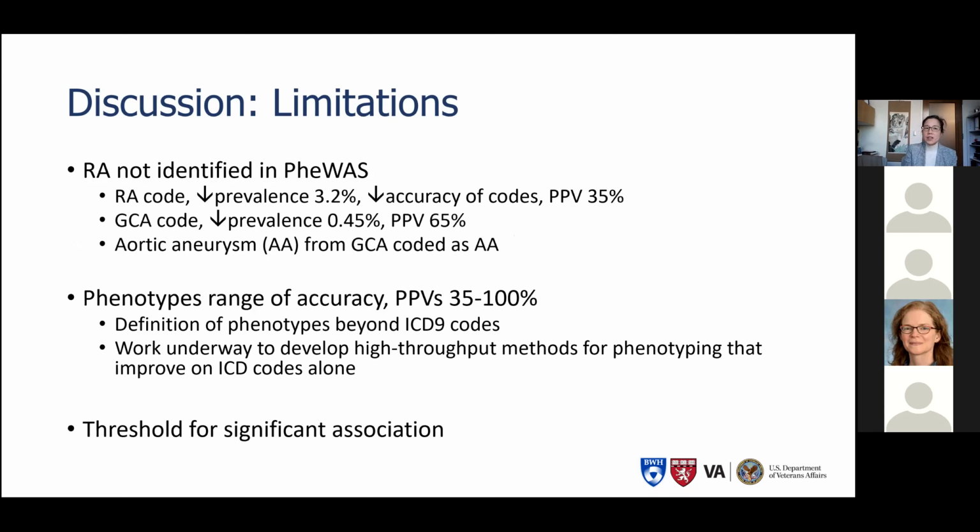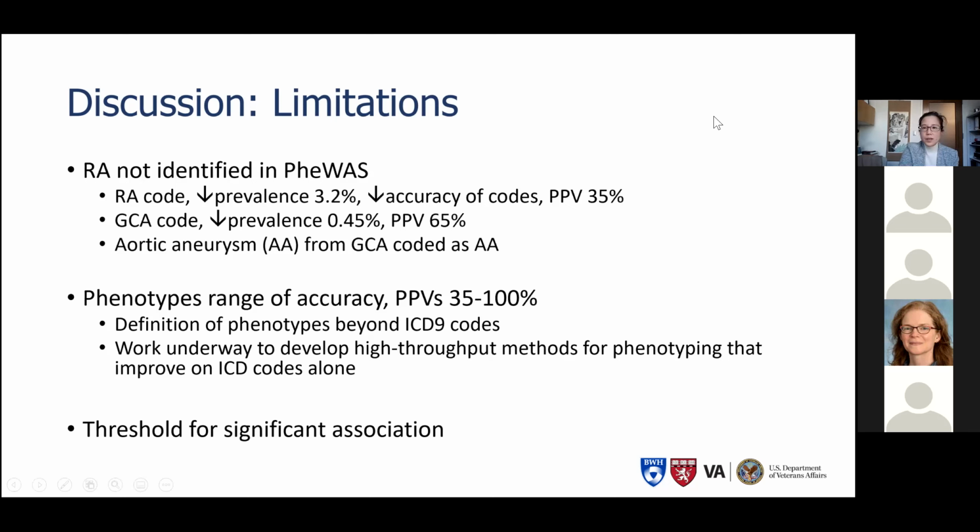We also did not catch GCA, which was what the New England Journal trial showed. Again, the prevalence of a GCA code was 0.45% with a PPV of 65%. And aortic aneurysms as a complication from GCA was encoded within the aneurysm code. Overall, the phenotypes range in accuracy from 35 to 100%.